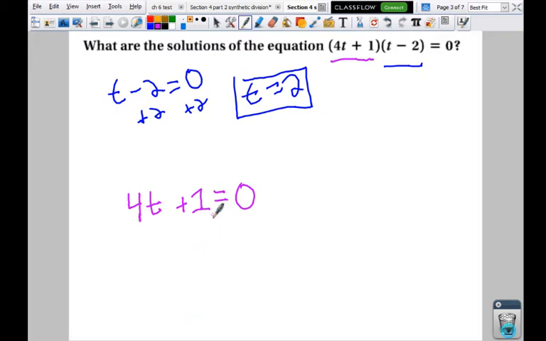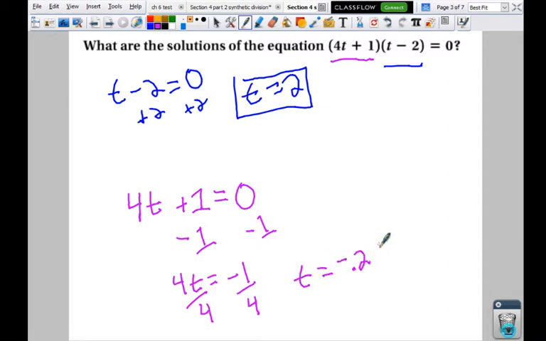So on my first one, it was easy. I just added 2 on both sides, right? This one, there's more than one thing. So I'm gonna minus 1 on both sides first. I'm gonna get 4t equals -1. But I'm not quite done, because I gotta get rid of this times 4 by doing the opposite, which is divide by 4. And I'm gonna get t equals, decimals are fine, -0.25.